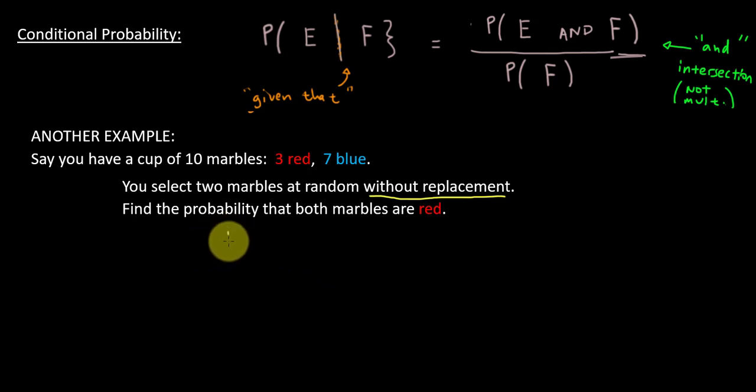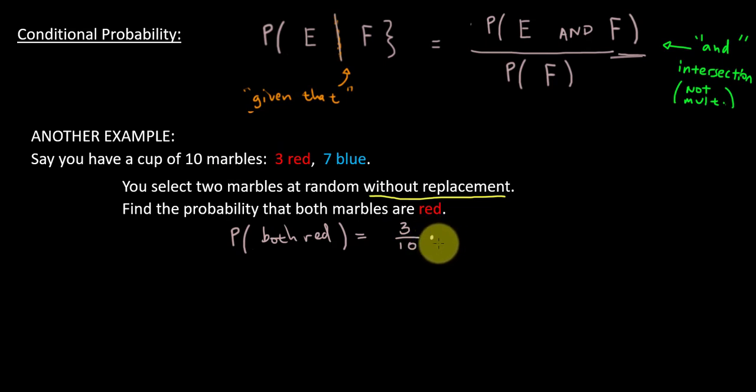Well, probability that both are red. Both red. That must mean that, assuming that each marble has the same chance of being chosen, the first marble has a 3 out of 10 chance of being chosen, right? 3 out of 10. And then multiply.